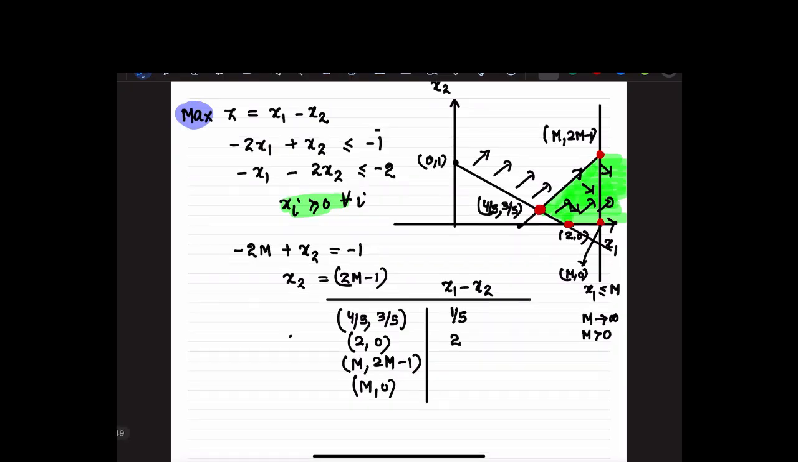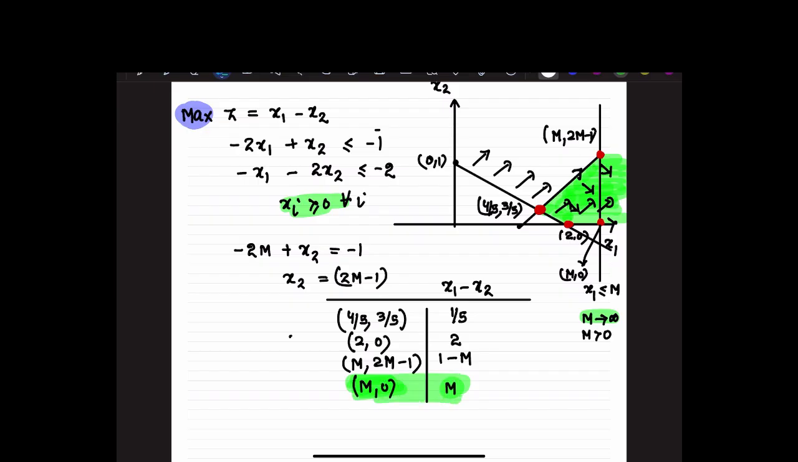M minus 2M minus 1 रखते हैं तो आंसर आएगा 1 minus M. So this is 1 minus M. इस पे कितना आंसर आएगा? इस पे आंसर आएगा M minus 0, that is M. Now if I want to maximize, what should be the point of optima? See, M is tending towards infinity. So this M and this point is actually the point of optima.